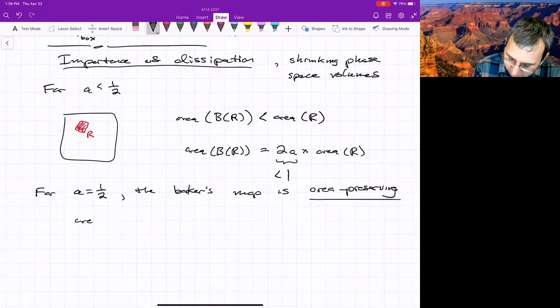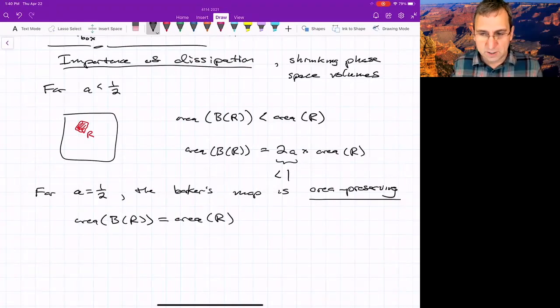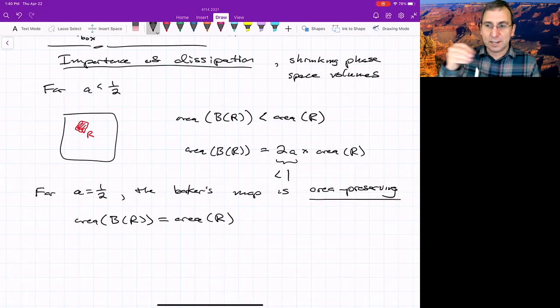For a equals 1/2, the Baker's map is area preserving. So the area of the iterate of any region is going to be the area of the original region. So the square is just mapped back onto itself. There are no gaps in between the strips. So this map has qualitatively different dynamics. There's chaos, but there's no chaotic attractor. Transients never decay. The orbits just shuffle endlessly around.